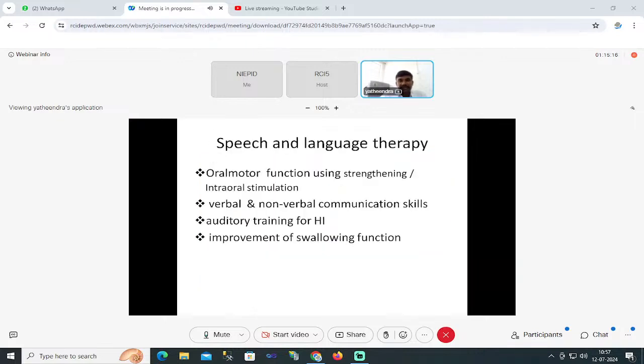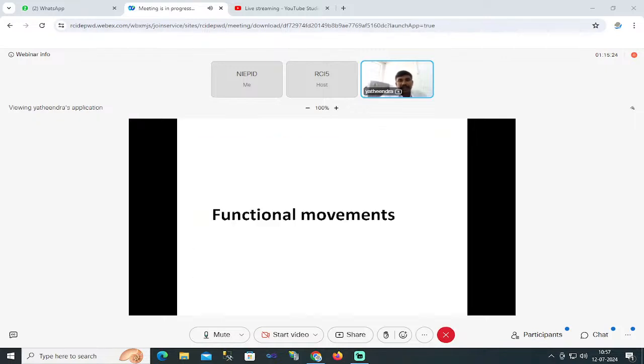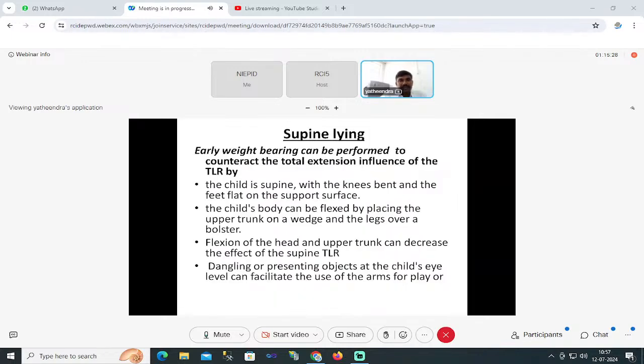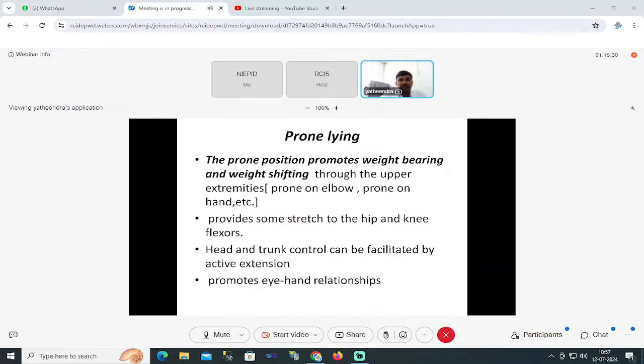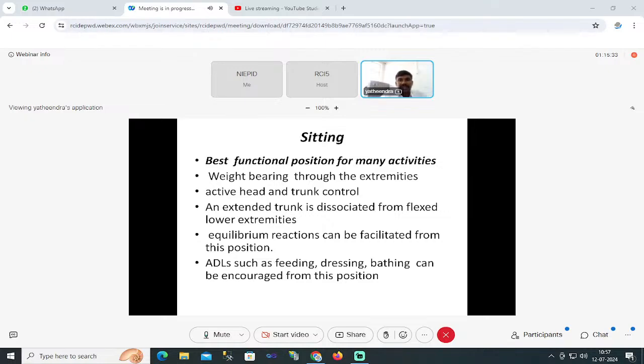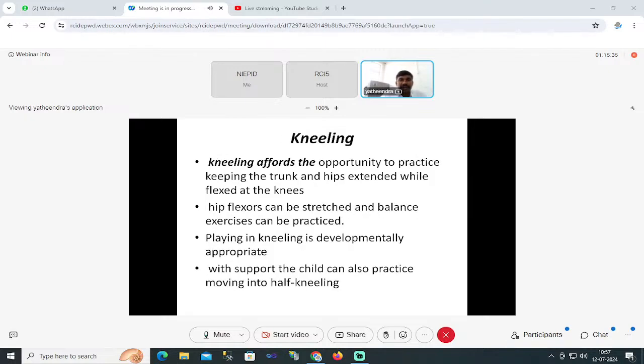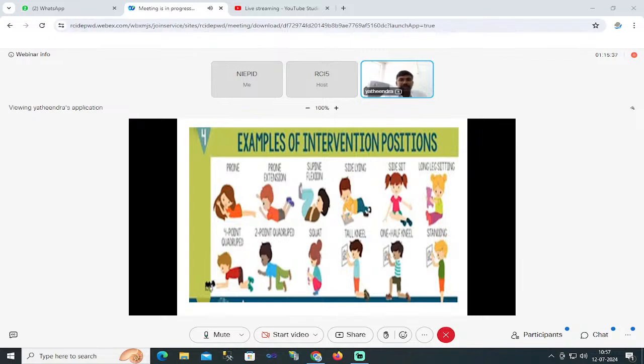And the next session will be taken care of by our staff. That's the part of speech and language therapy, which is a more important component with CP. And finally, we need to encourage the functional movements: supine lying, side lying, prone lying, sitting, quadruped, kneeling and standing positions. All these are the examples I mentioned here. So this is about the overall intervention from the physiotherapy aspect.